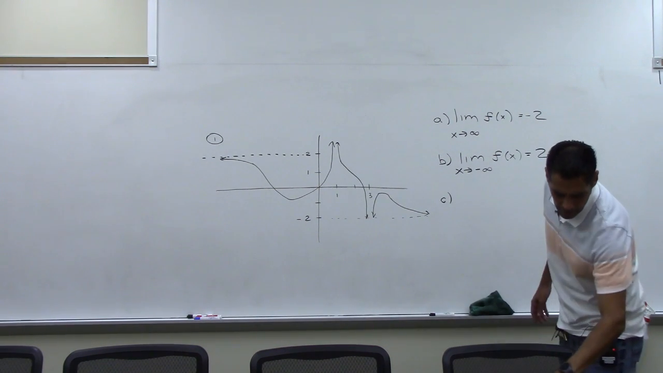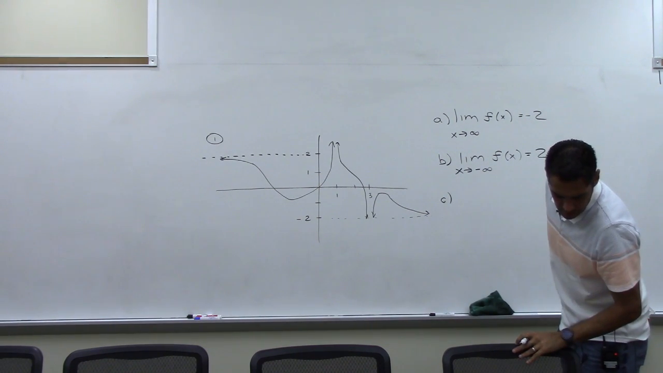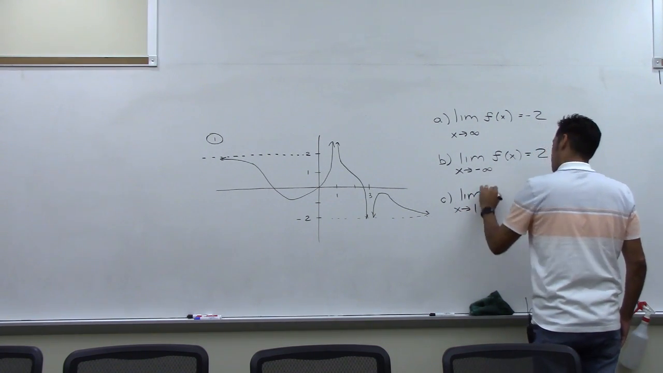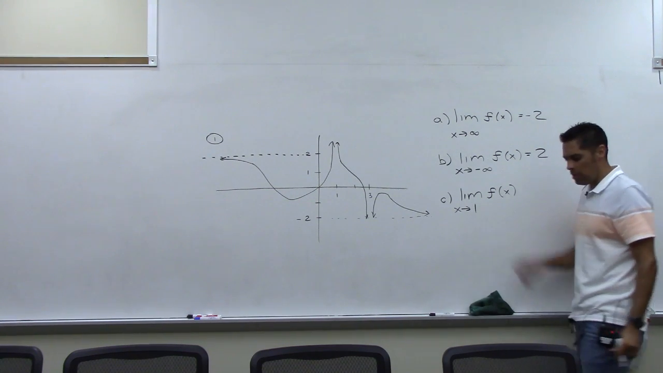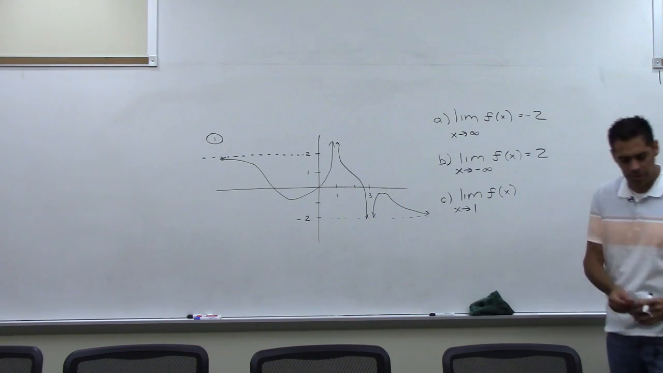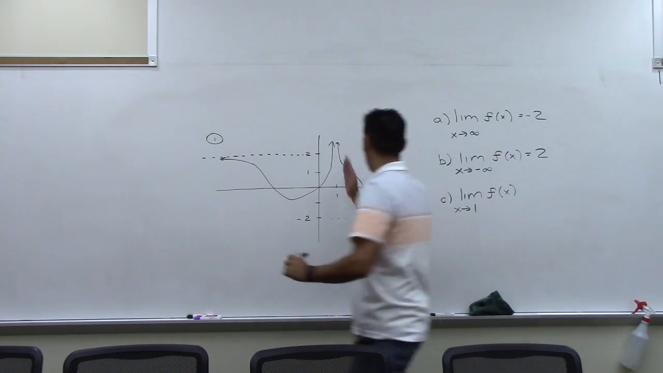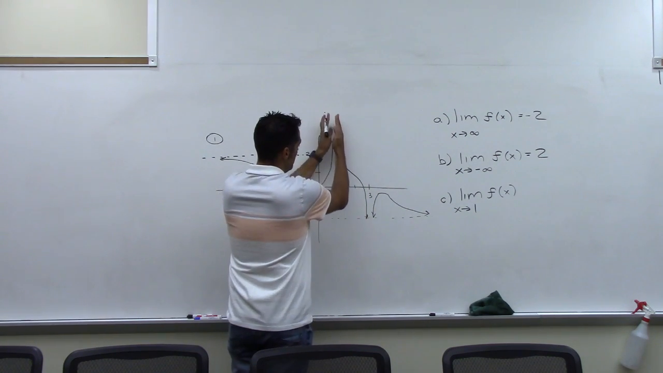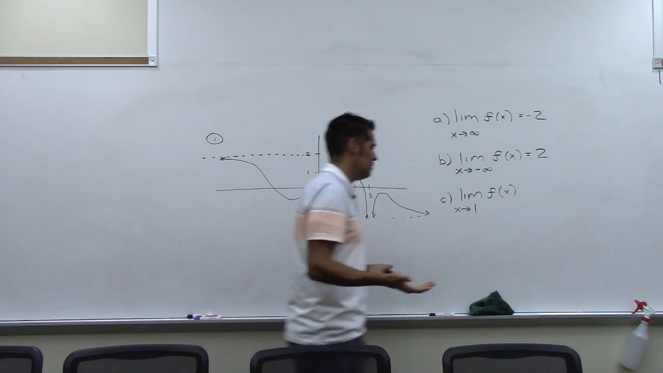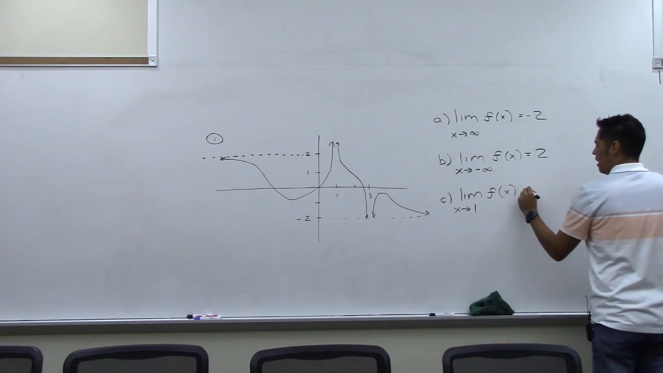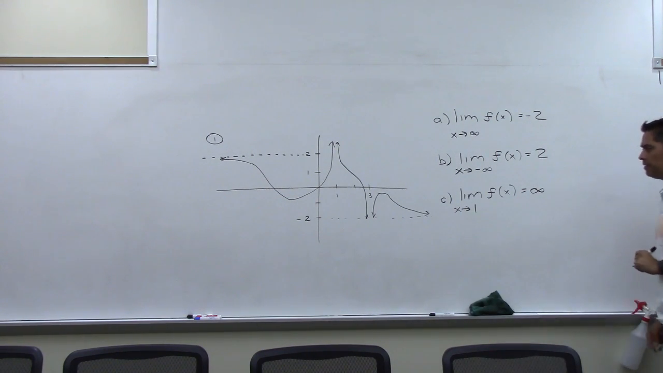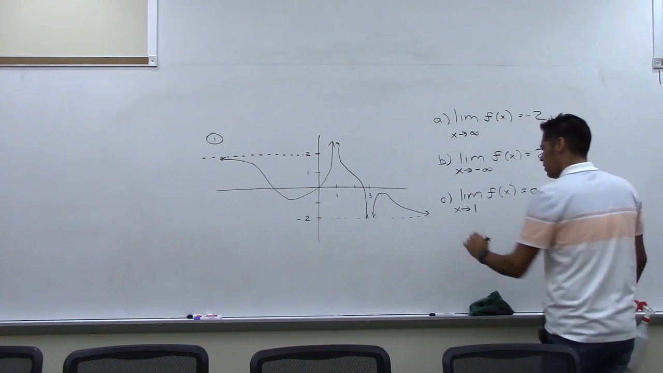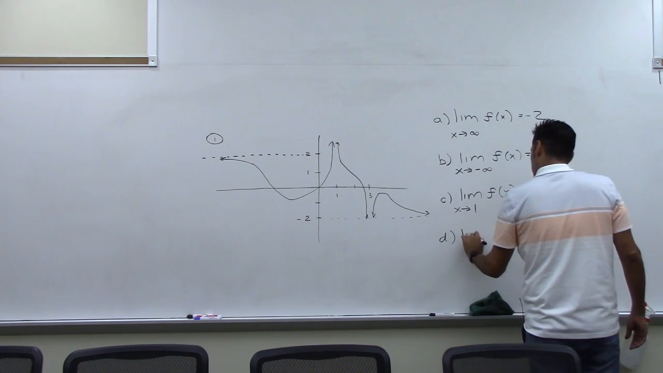For C, limit as x approaches 1 of the function. So notice it doesn't have plus or minus there, so we have to look from both directions. And as we approach 1 here, here's 1. From the left, it's going up to +infinity, and from the right, it's going to +infinity. And since they're the same, positive infinity is the same as positive infinity, we will say that this is going to positive infinity.